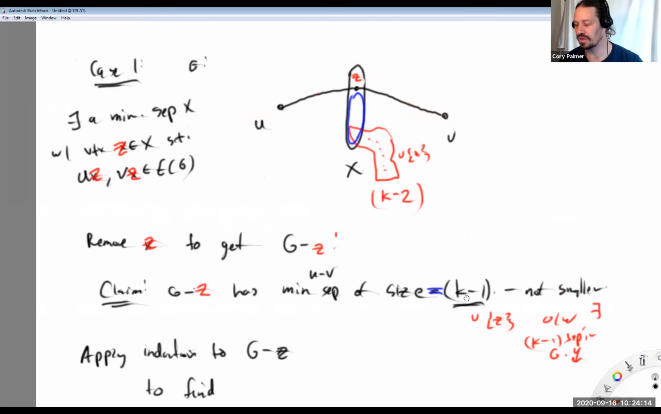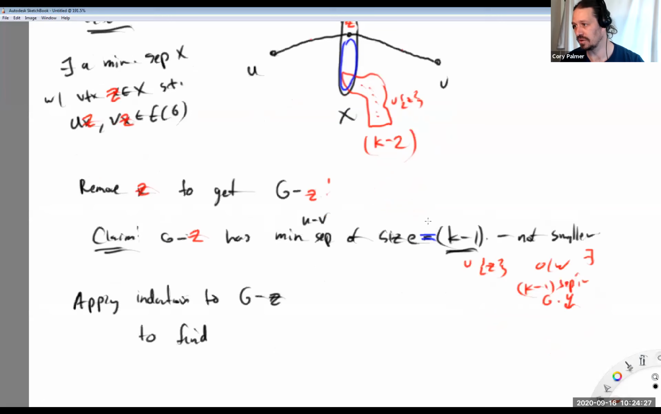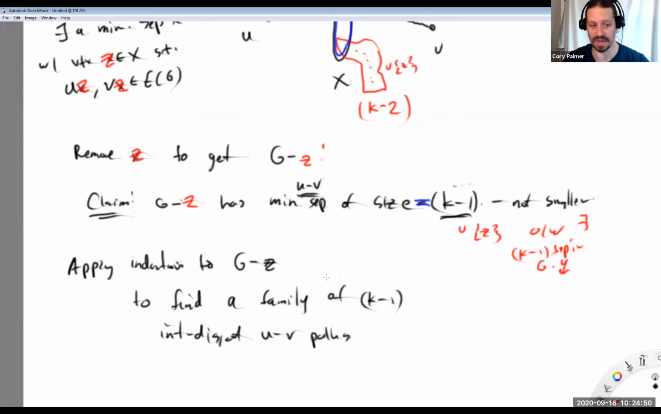And remember, what Menger's theorem does is it relates the size of a separator and the maximum number of internally disjoint paths. So it says whatever the size of your minimum separator is between those 2 vertices, there's that many internally disjoint paths as well. So this says that there exists actually the maximum, but I don't care that it's the maximum. We can actually find a family, I just mean a collection, of K minus 1 internally disjoint UV paths. Right, that's the statement of the theorem.